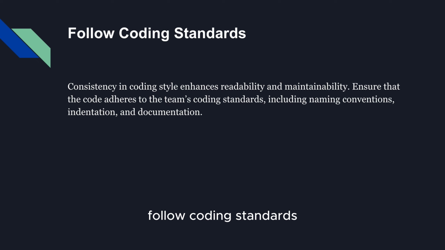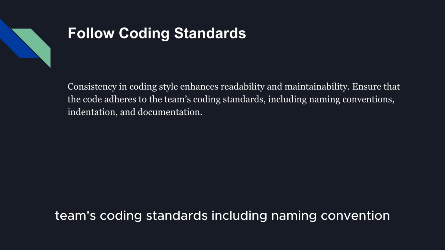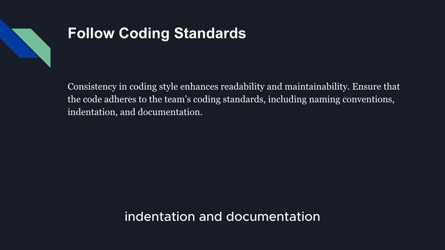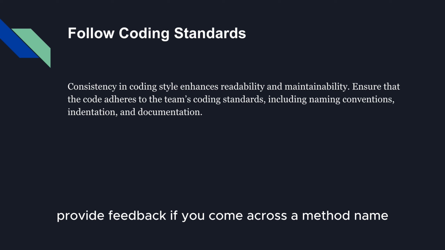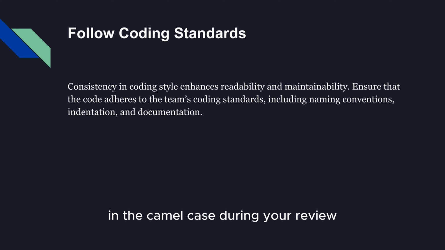Follow coding standards. Consistency in coding style enhances readability and maintainability. Ensure that the code adheres to the team's coding standards, including naming conventions, indentation, and documentation. For example, if the team follows the C# naming convention of using Pascal case for method names, provide feedback if you come across a method named in camel case during your review.